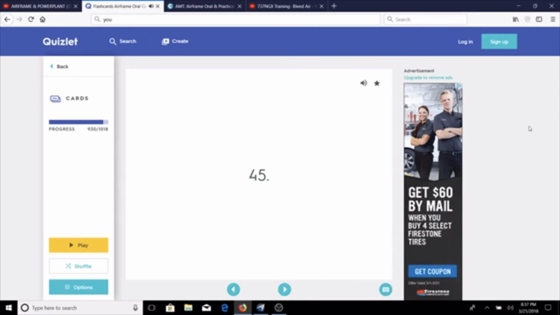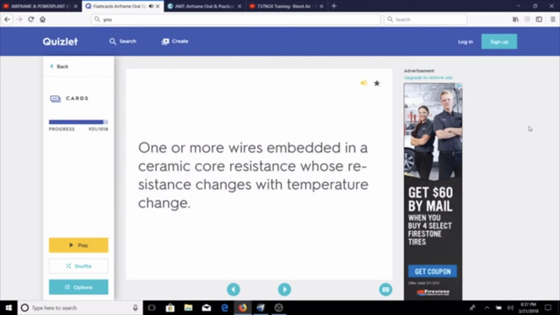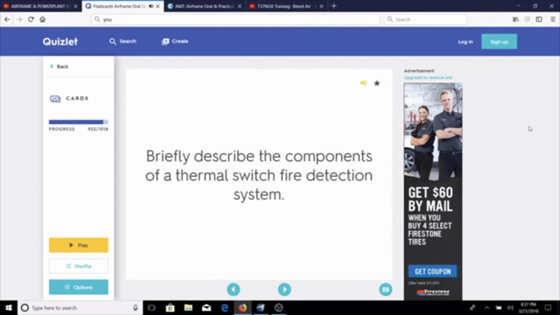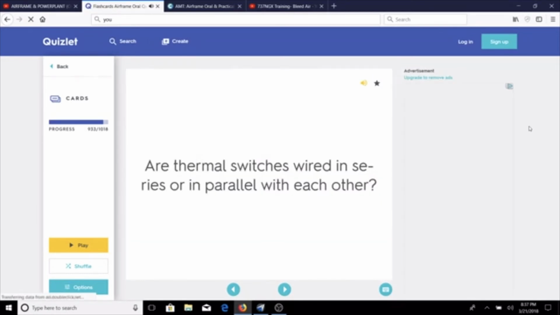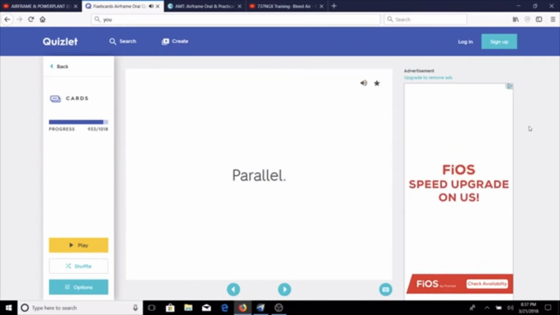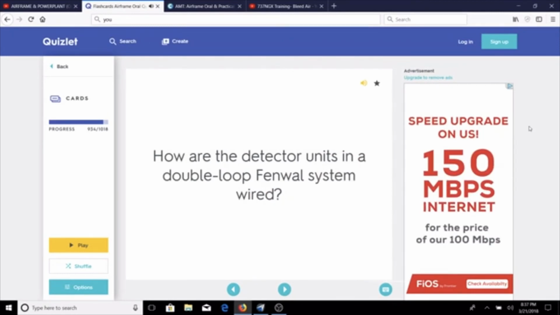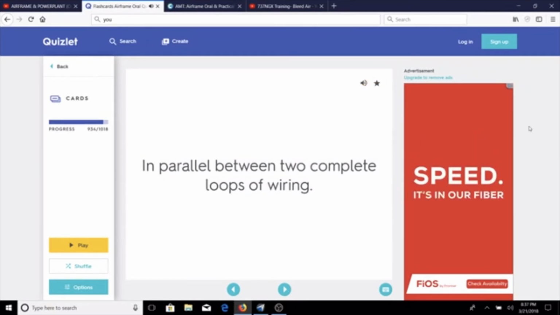45. What is a continuous loop detection system? One or more wires embedded in a ceramic core whose resistance changes with temperature change. Briefly describe the components of a thermal switch fire detection system. Temperature-sensitive switches that complete a circuit at a specific temperature and trigger a warning. Are thermal switches wired in series or in parallel with each other? Parallel. How are the detector units in a double-loop Fenwal system wired? In parallel between 2 complete loops of wiring.